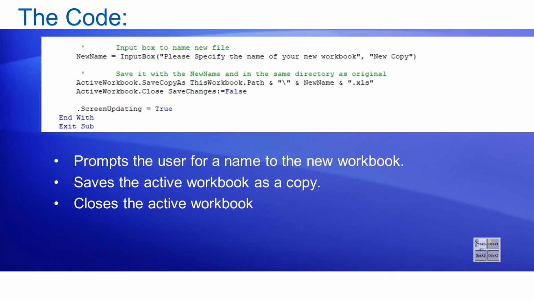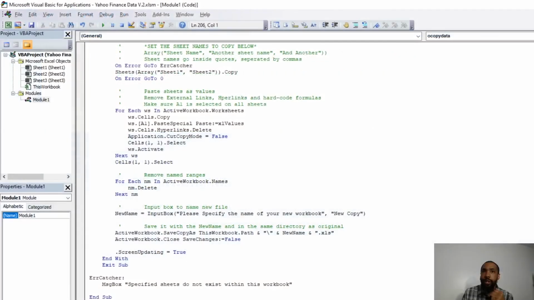This is a great handy tool because I like to keep my data. If I get a sheet and I don't want to mess it up, I can make a copy and do whatever I need to it there and not have to worry about messing it up. I'm excited about this, and I hope you guys are too. Finally, it prompts the user for a name for the workbook, saves the active workbook as a copy, and closes the workbook. That's really it in a nutshell.